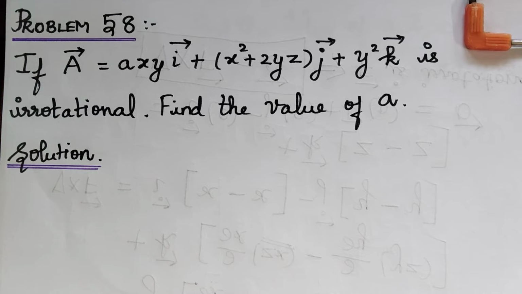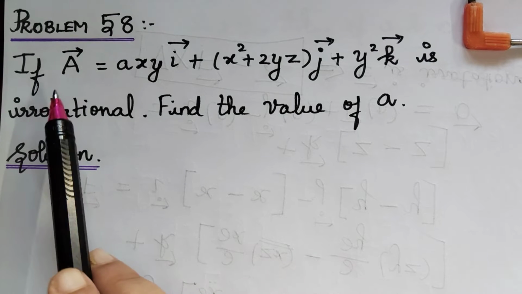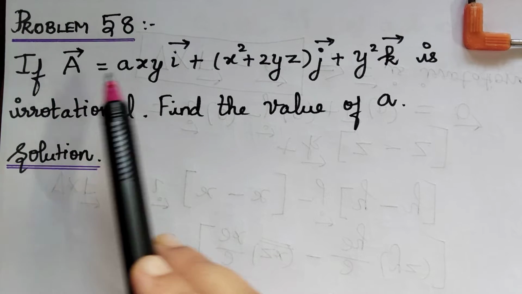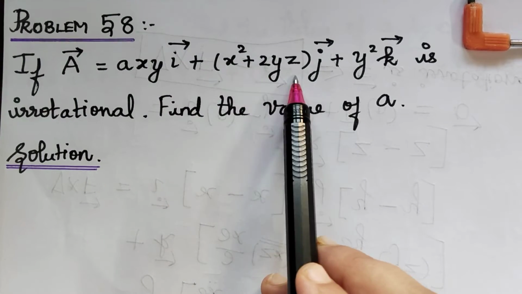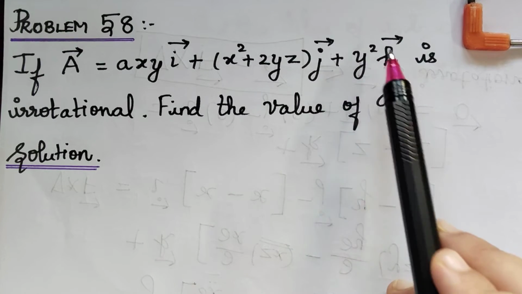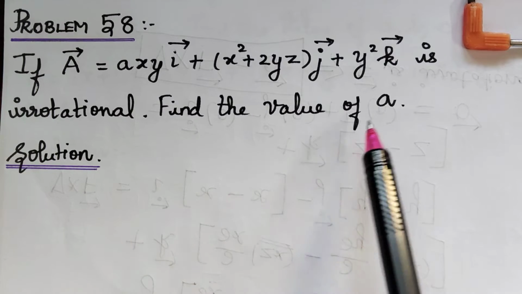Dear students, as a continuation of the previous topic on irrotational under vector differentiation, here we have problem 58. So kindly follow the previous video lectures on the topic curl and irrotational vector to understand this better. Now here we have the problem which says that if the vector A = axy i + (x² + 2yz) j + y² k is irrotational, find the value of a.